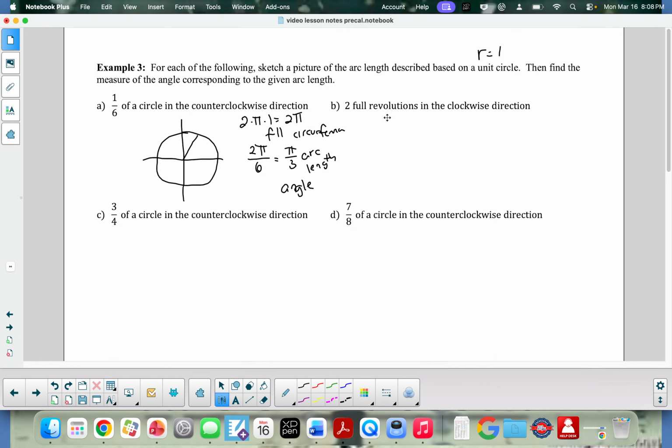Okay, so 2 full revolutions. Oh, and by the way, counterclockwise, very important. That means it was positive. 2 full revolutions in the clockwise direction. So now I'm looking at a specific negative angle.